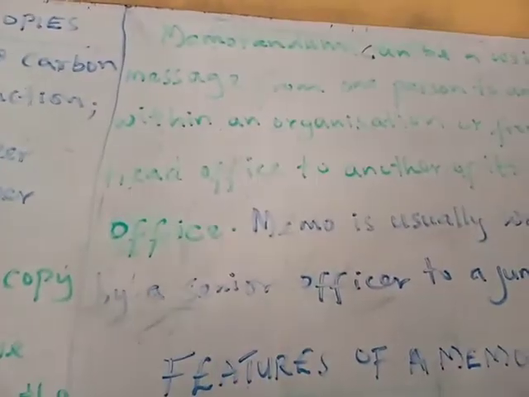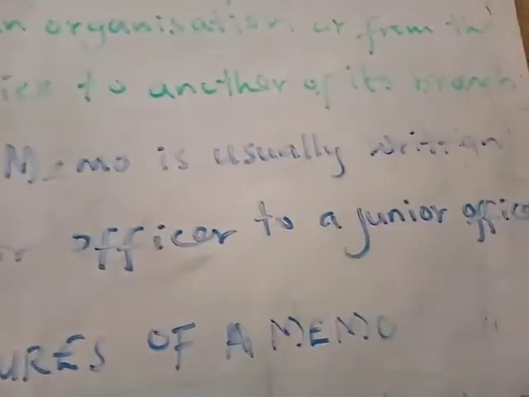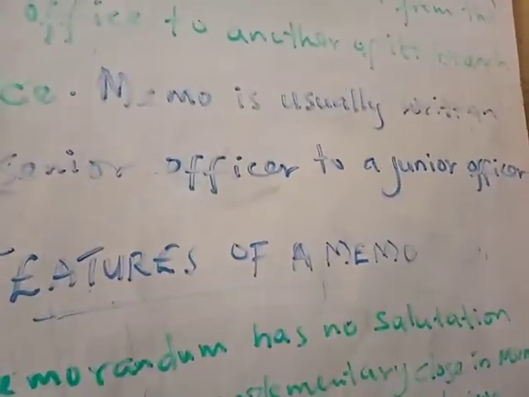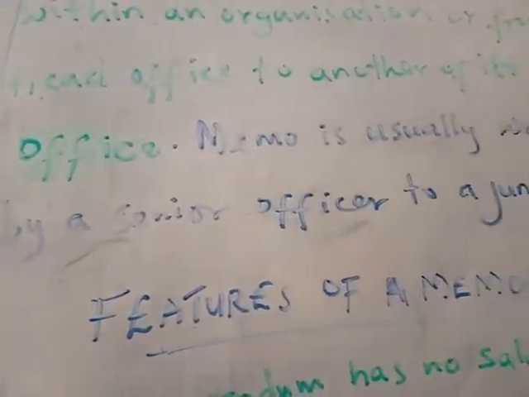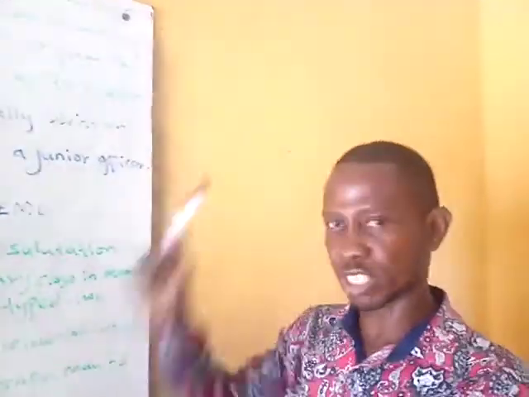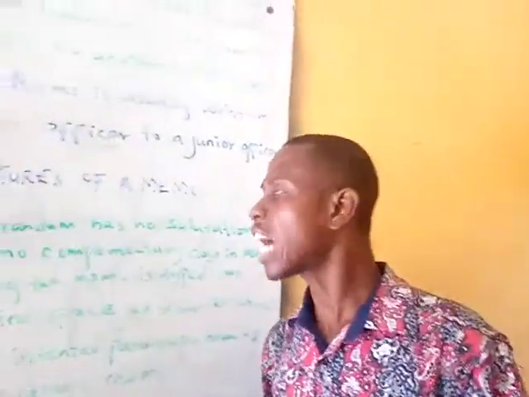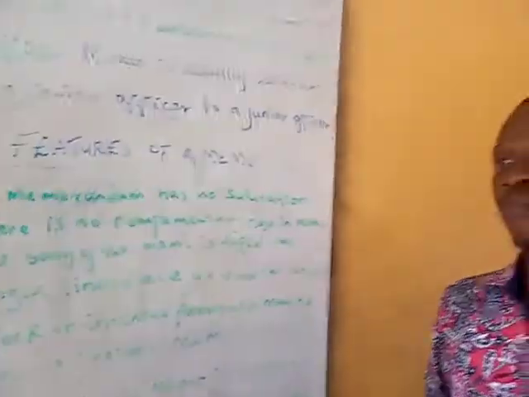What do we mean here? Most times, memorandum is written by those in management level to the subordinates. That's from the employers to the employees. In all cases, it's very hard to find the employee writing to the management. So it's from the management or senior officer to the junior officer. Now, having said that, I want us to look at the features of memo.